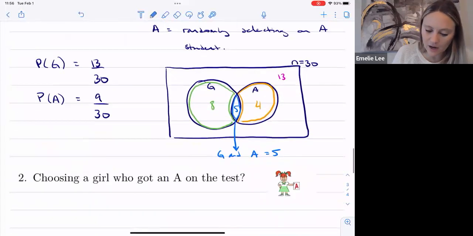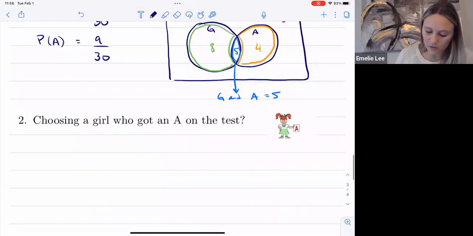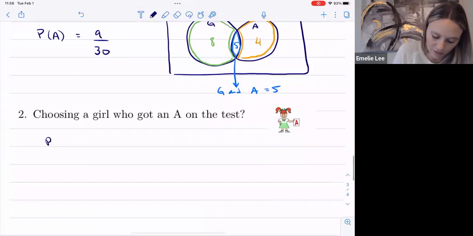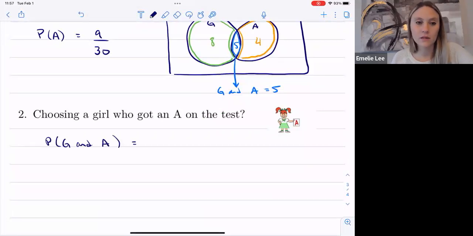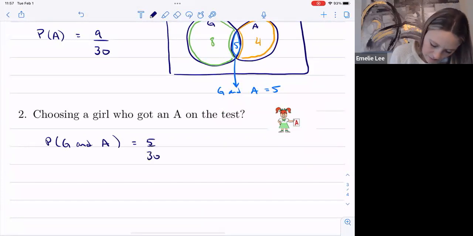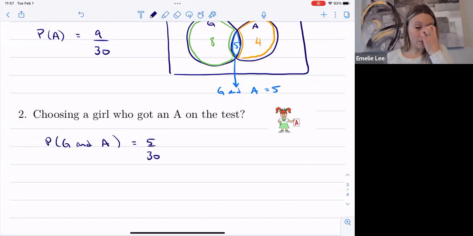Now, the key is how we denote that. We're going to use probability notation. So the probability of G and A is 5 out of 30, which we can see from the Venn diagram or just the question. Either way, that's the answer.